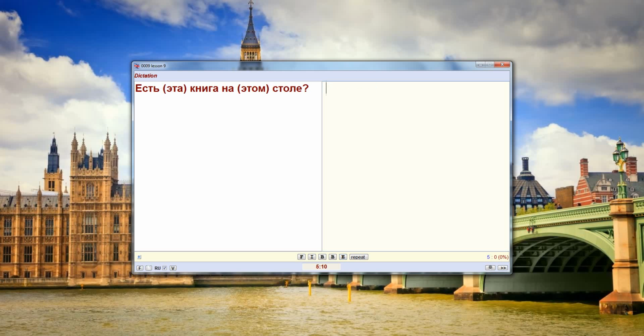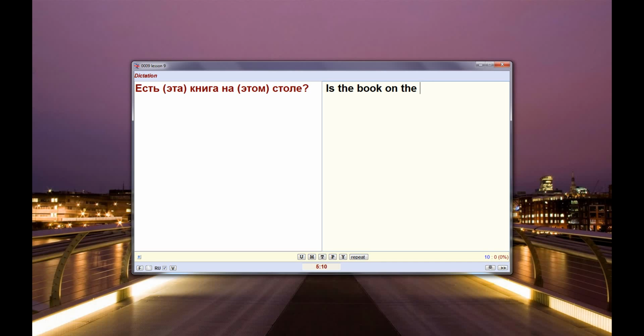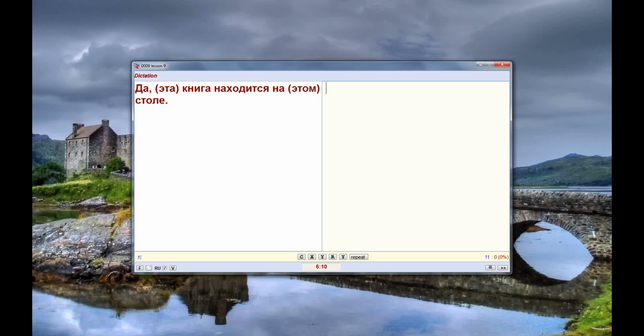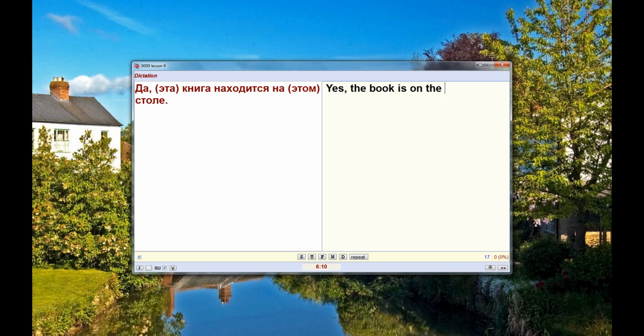Is the book on the table? Yes, the book is on the table.